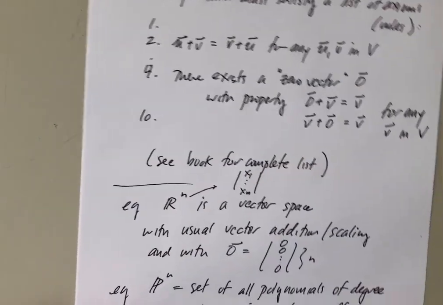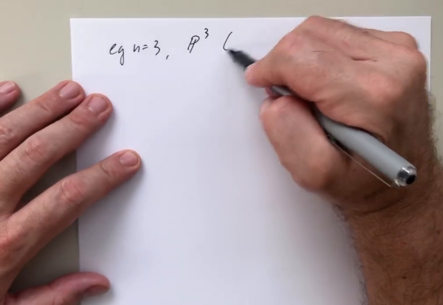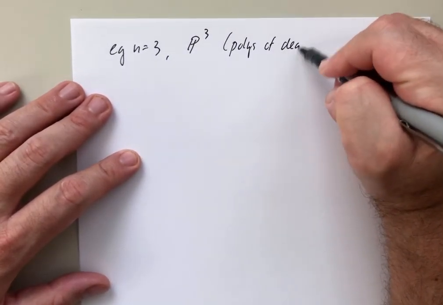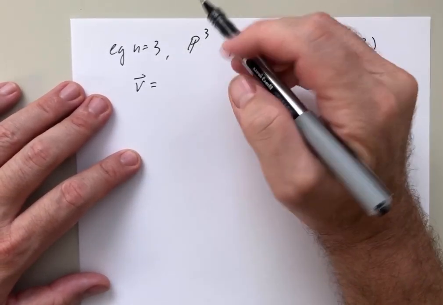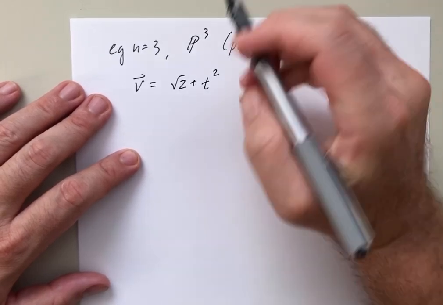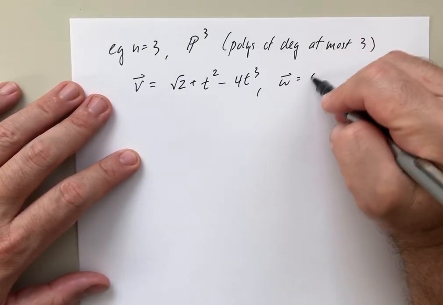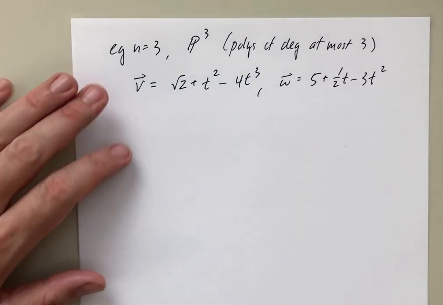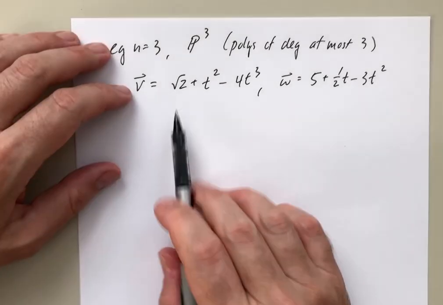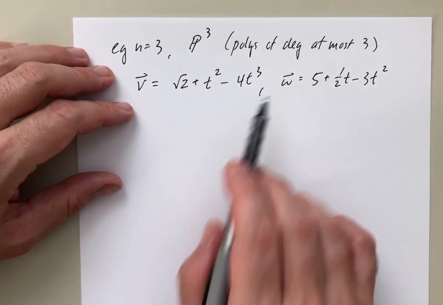So let me show you a concrete example of this. Let me pick one of these Pn. So if n equals 3, let's look at P3. This is polynomials of degree at most 3. So what are some things in here? Well, I can take v, let's say, is root 2 plus t squared minus 4t cubed, and then w can be 5 plus, let's say, 1/2 t minus 3t squared, or something like that, right? So t is my variable. Remember, a polynomial is just a constant plus something t squared plus etc. I can use any real number for my coefficients.